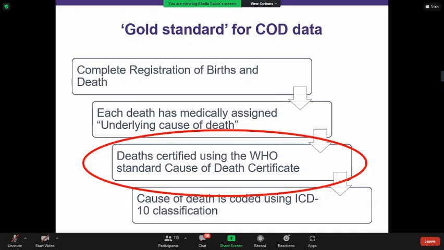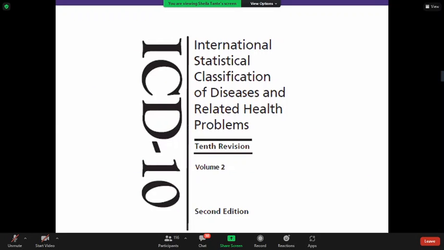So the gold standard for cause of death data are those certified using the WHO standard cause of death certificate, okay? So there is an International Statistical Classification of Diseases and Related Health Problems. This is utilized in order to identify the underlying cause of death. Because in the coding, especially at the hospital, this is necessary for PhilHealth identification as well as in the compensations for hospitalization of the patient or the dead body. So actually, this ICD classification is a standardized way of identifying the underlying cause of death.